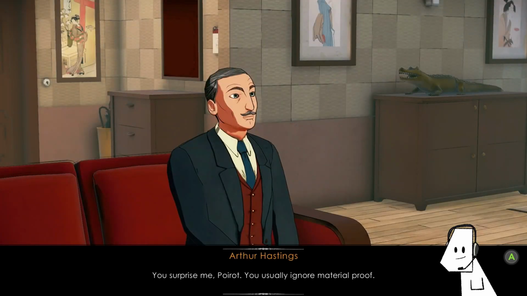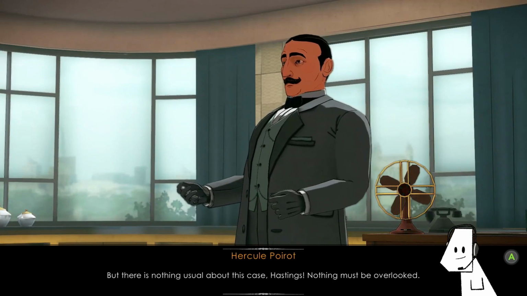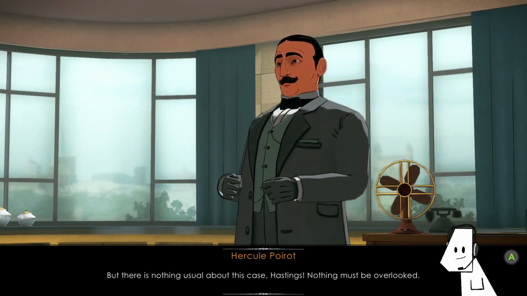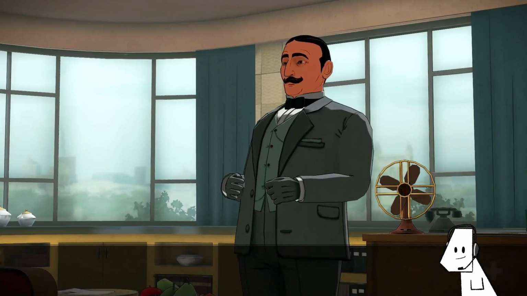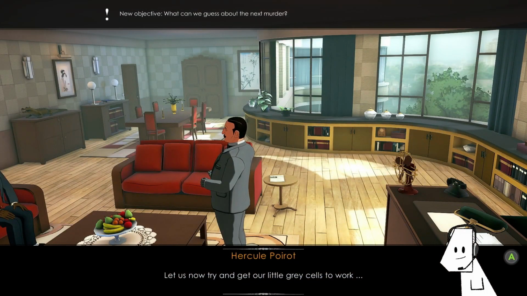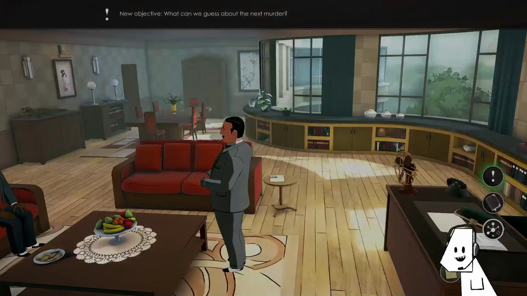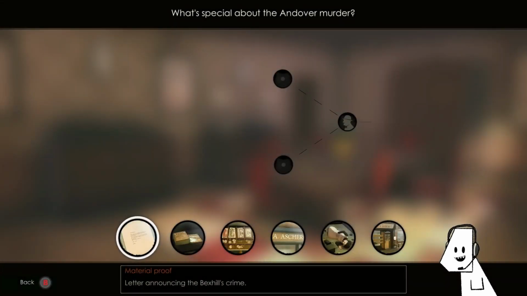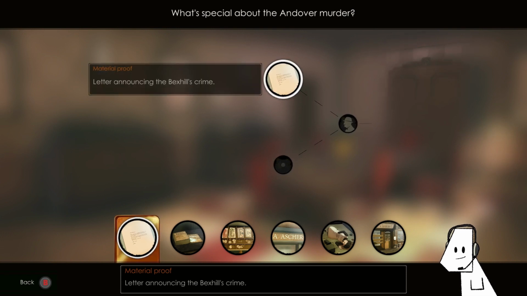You surprise me, Poirot. You usually ignore material proof. But there is nothing usual about this case, Hastings. Nothing must be overlooked. Let us now try and get our brain cells to work. Oh, do we have some more little grey cells? What's special about the Andover murder? Well, a letter announcing it.